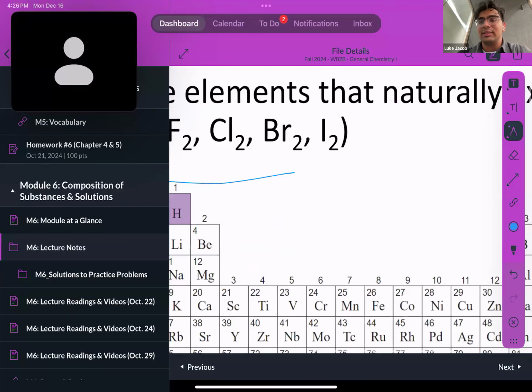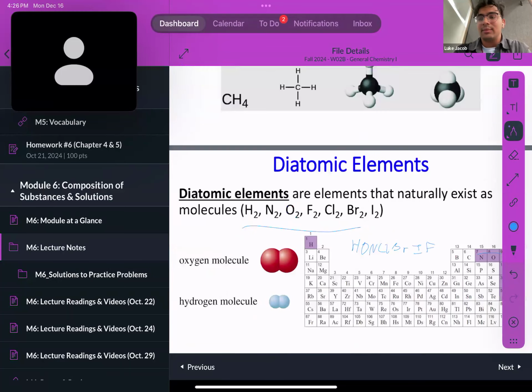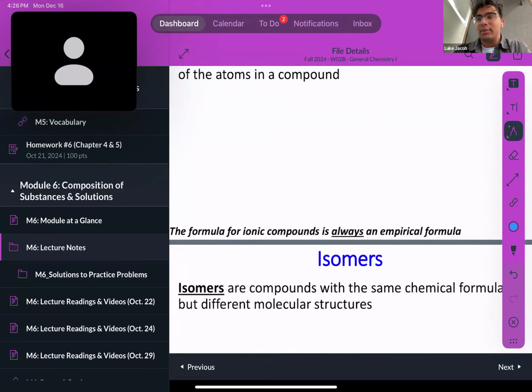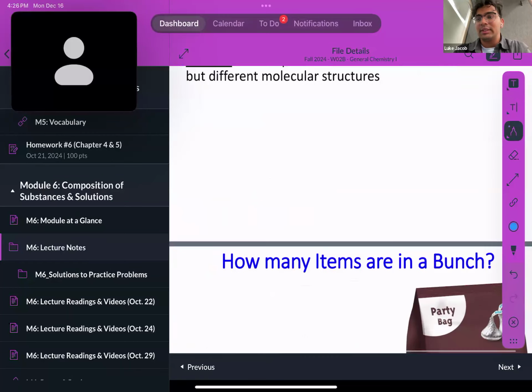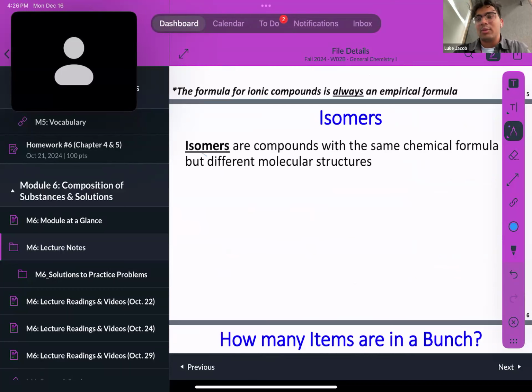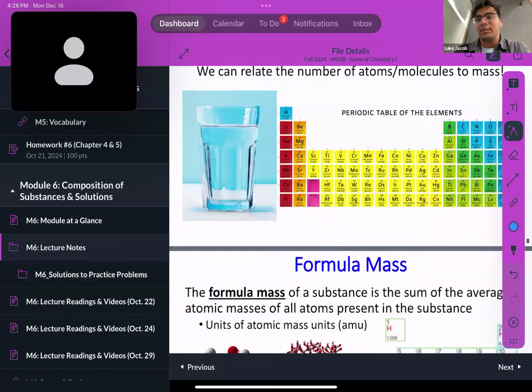Another way to associate it is like an acronym. So I always use Hunkelbrief. That's my acronym. There's a bunch of other acronyms if that doesn't work for you. And then empirical formula, that's important for future math problems, and then isomers, that's kind of important. There may be a question like, which molecule represents an isomer of this, right? So that might be a question like that on your final.